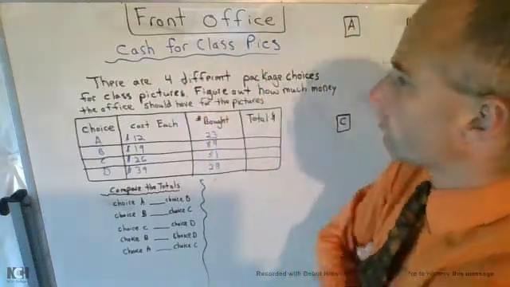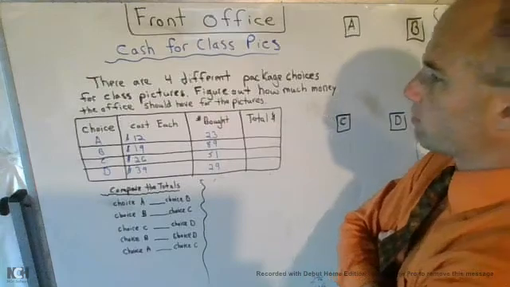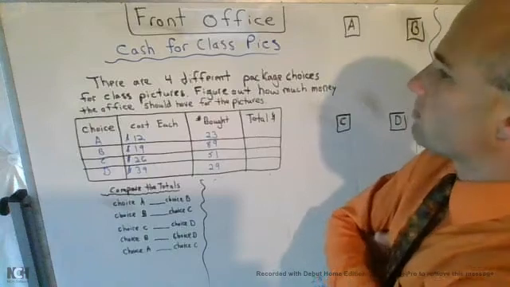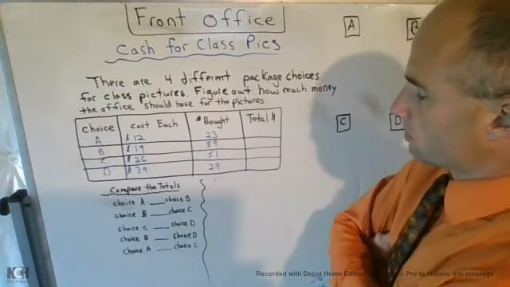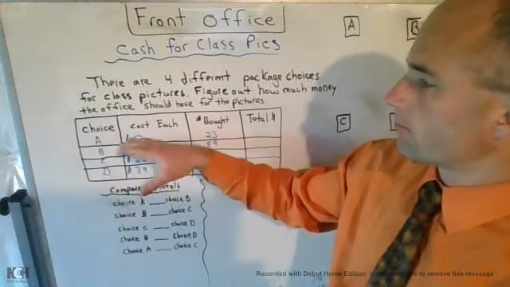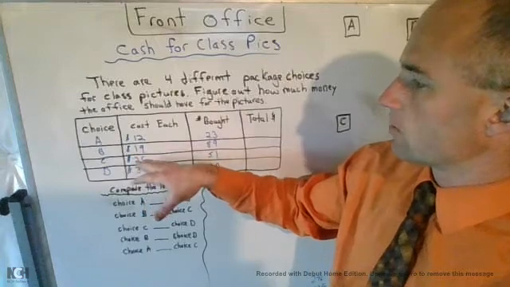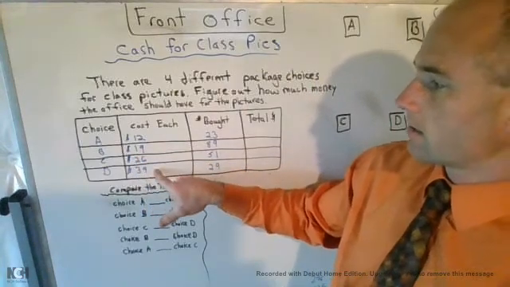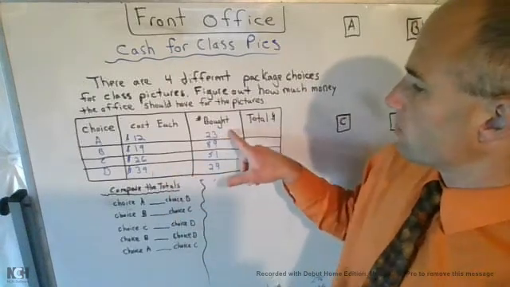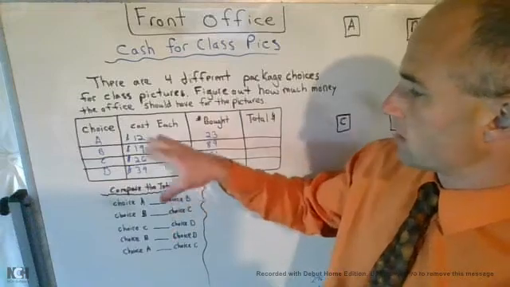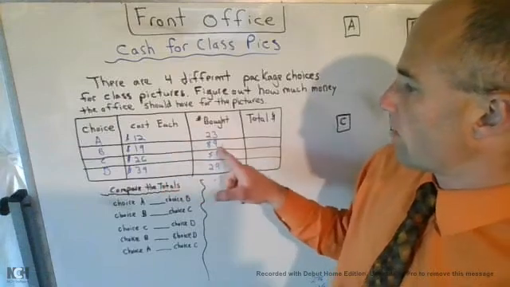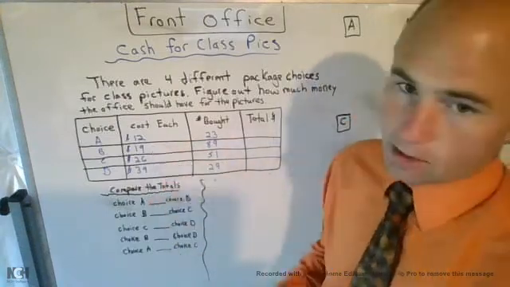Well, there are 4 different package choices for class pictures. Now, we all have experienced this at some point or another. Figure out how much money the office should have for the pictures. So we have options A, B, C, D. The cost for each option is $12, $19, $26, and $39. I'm guessing option D, you get the most amount of pictures. These are the amount of students who purchased these packages. So for example, you have 23 students purchase the $12 package. You have 89 students who purchased the $19 package.